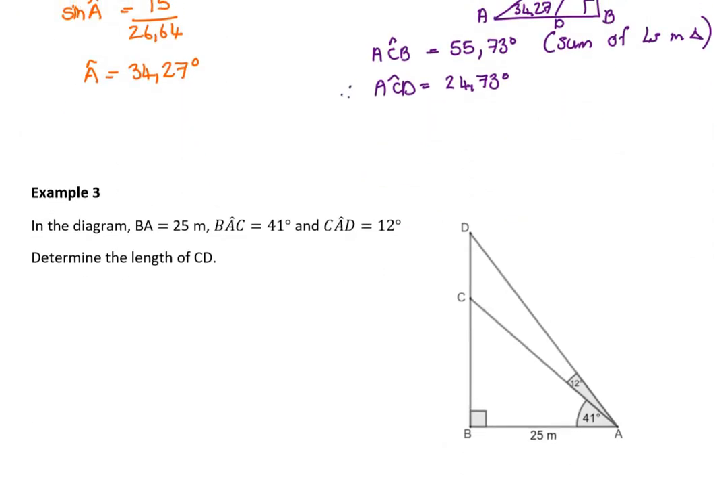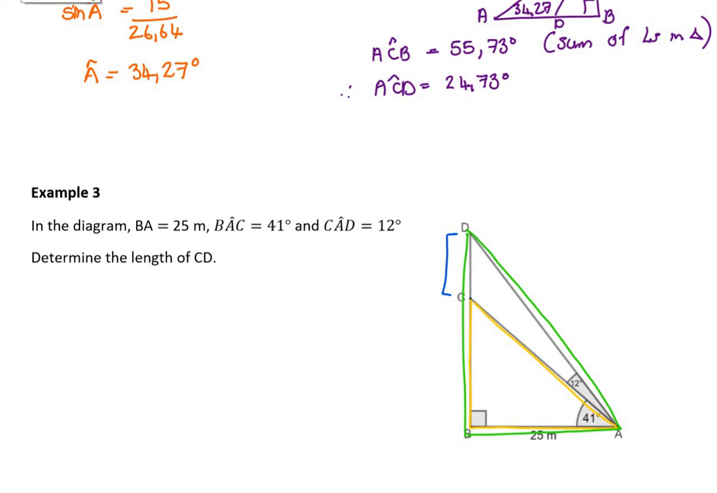Okay, last one in this revision section. In the diagram, BA is 25, we've got 41 degrees and 12 degrees. Determine the length of CD. Now again, always highlight your right angle triangles. So there's two here. There's CBA, which is that one, and there's DBA, which is the big one. So I can only use trig in those two triangles.